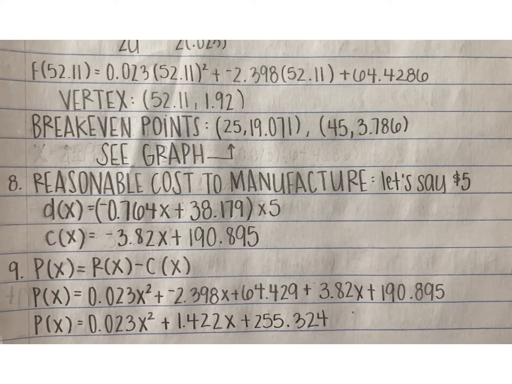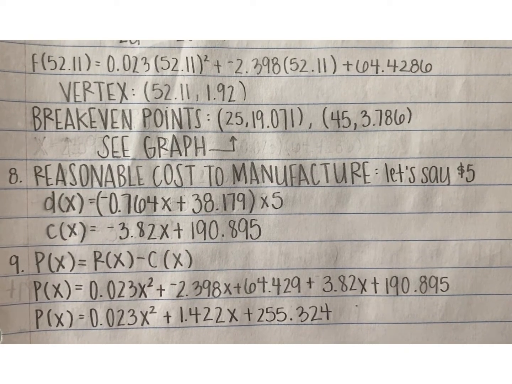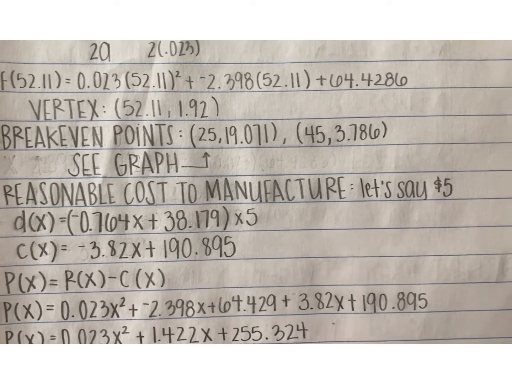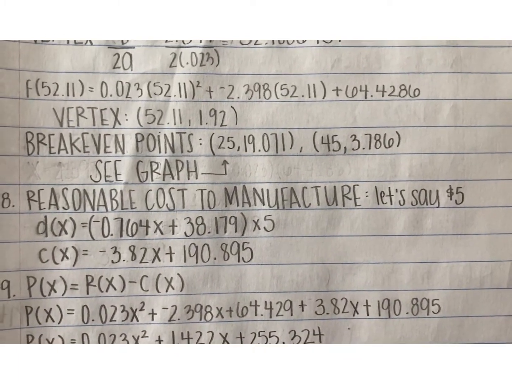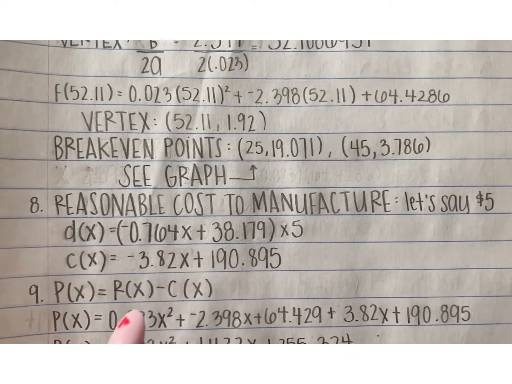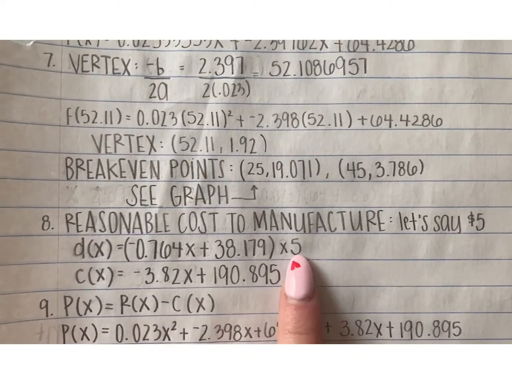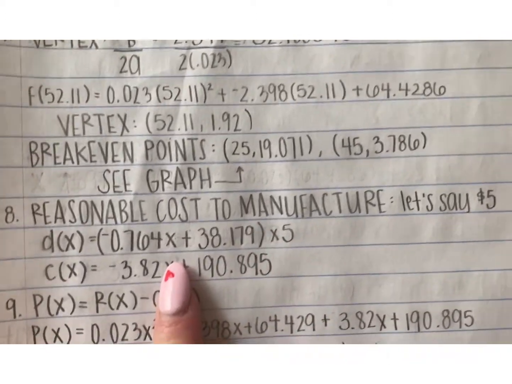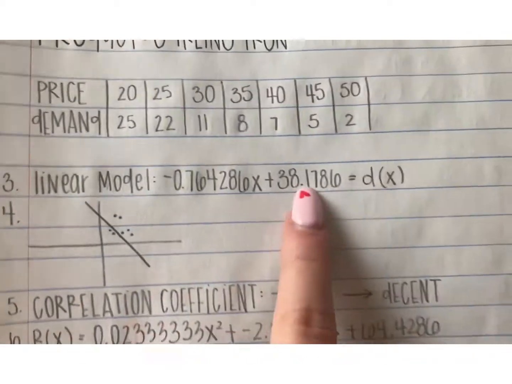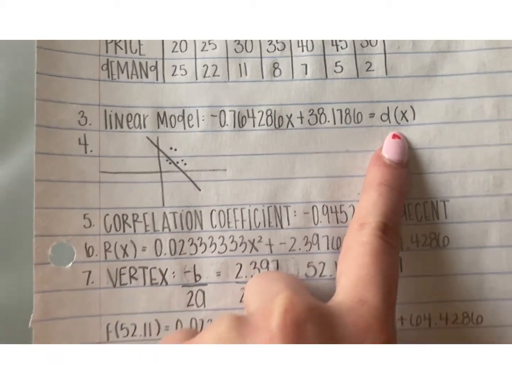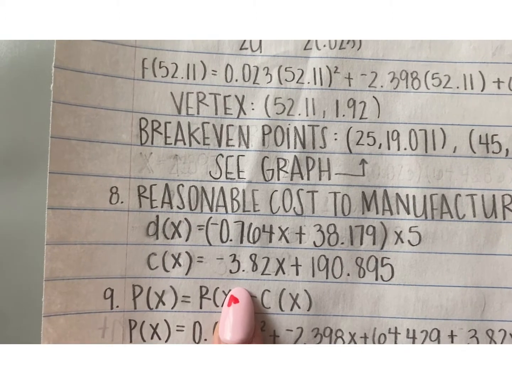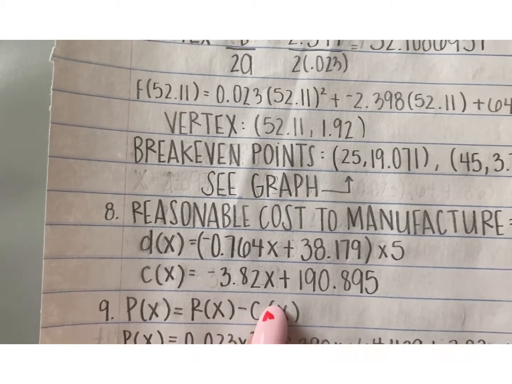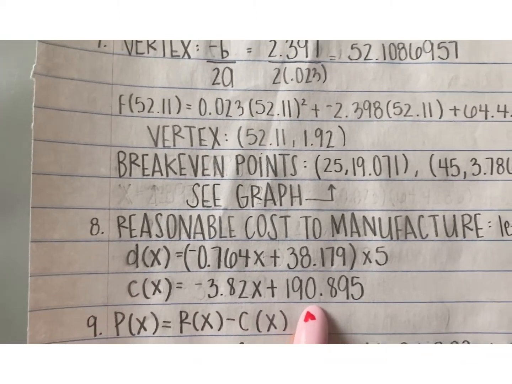So number 8 says to decide on a reasonable cost to manufacture the item. So I just said, let's say it costs $5 to manufacture the curling iron. So we then take 5 and multiply it by the demand model, which was right here. And then to put it into the C equals mx plus b format, this is what we get.